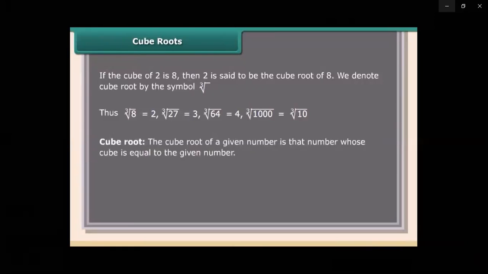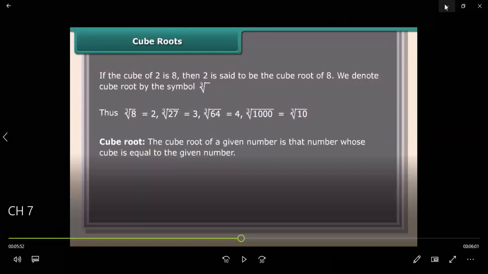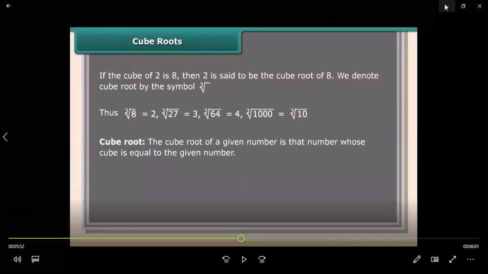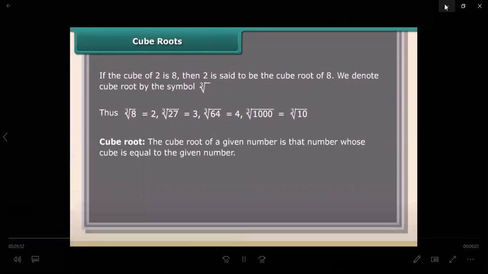Okay, next, the cube root of a given number is the number whose cube is equal to the given number. All of you know that 10 cube is 1000. That's why the cube root of 1000 will be 10, just the reverse of that. The cube of 4 is 64, so the cube root of 64 will be 4. Similarly, the cube of 5 is 125, so the cube root of 125 will be 5.